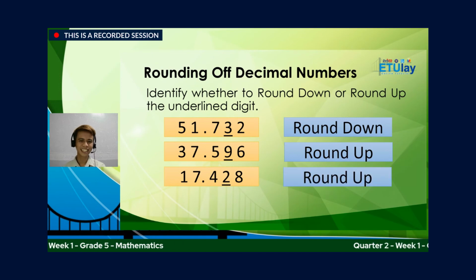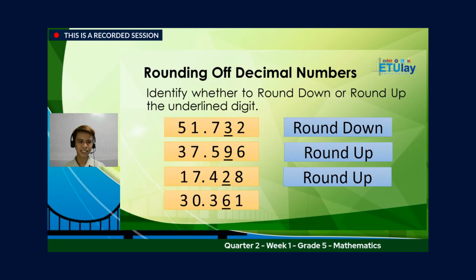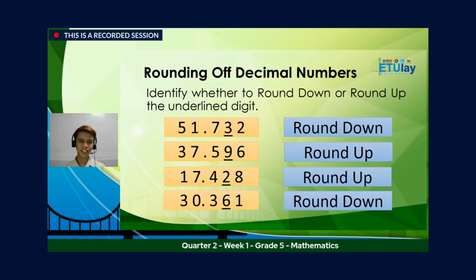Very good. Last, 30 and 361 thousandths. Underlying digit is 6. And the number to its right is 1. So are we going to round down or round up? Yes, round down.